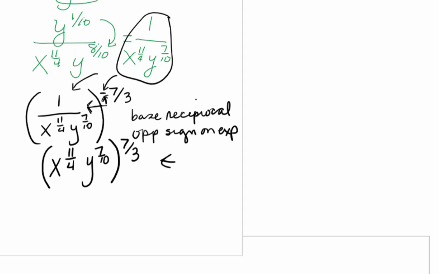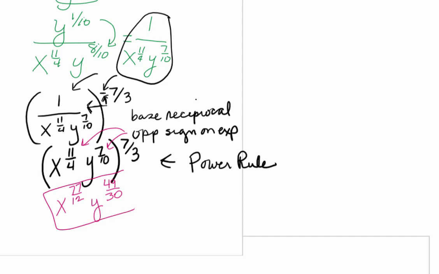So now we use the power rule, which means multiply exponents. We multiply the 7/3 times both of these exponents, multiply across because they're fractions, so we don't need a common denominator. x to the 77/12, y to the 49/30. Okay, that's the answer that I almost forgot to give you. All right.